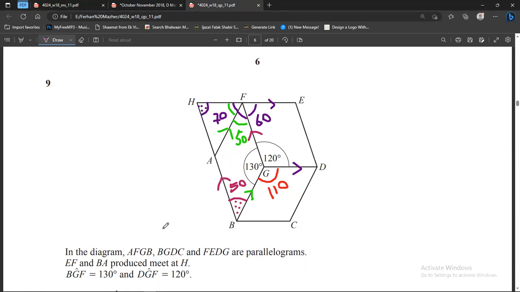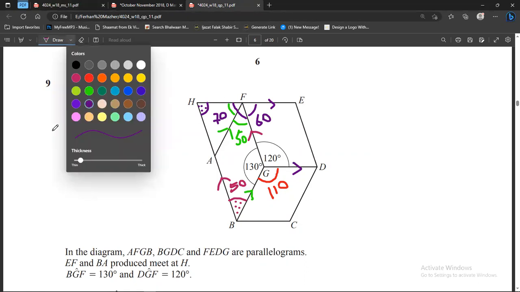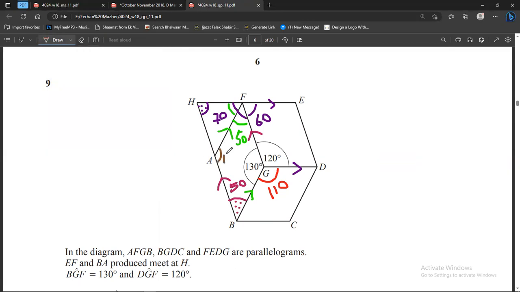Okay. There can be many methods. Let me change the color so you can understand it. Now this is 130, and this is 50. And now this is 70, this is 50, so this will be 120. So from 180 subtract 120. So this angle will be how much? 60 degrees. This is my method.